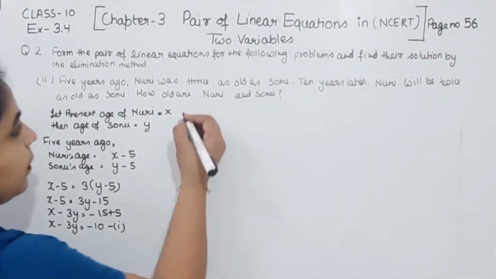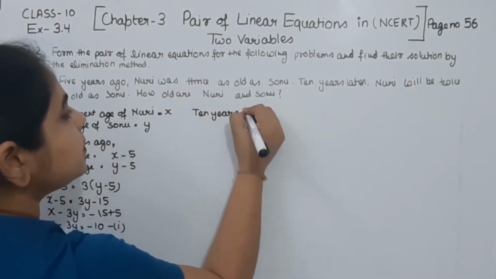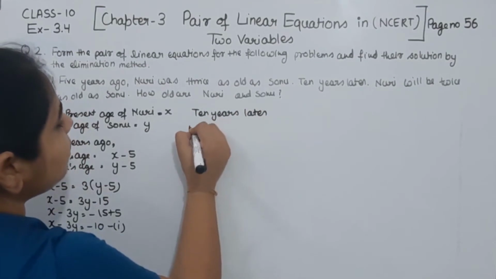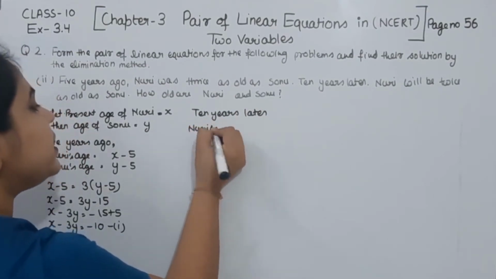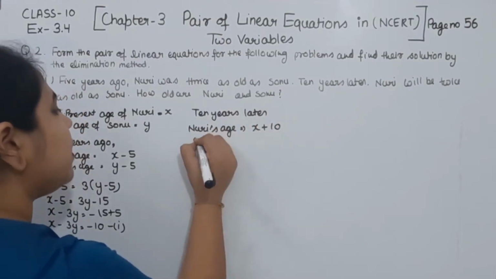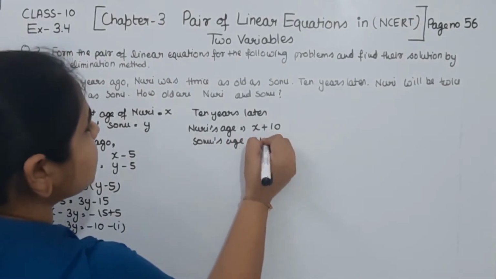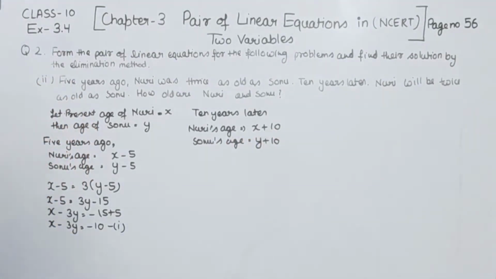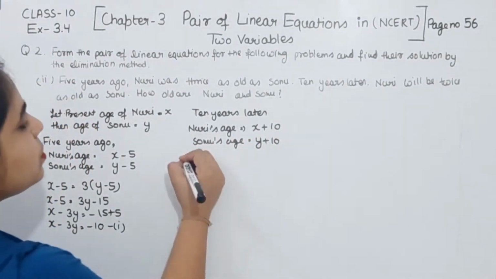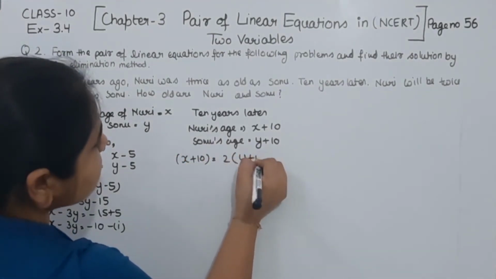So first of all, we will write here 10 years later. First of all, we have to find Noori's age. This will be x plus 10, and Sonu's age will be y plus 10. Now as per the statement, Noori will be twice as old as Sonu. So Noori is twice as old as Sonu.